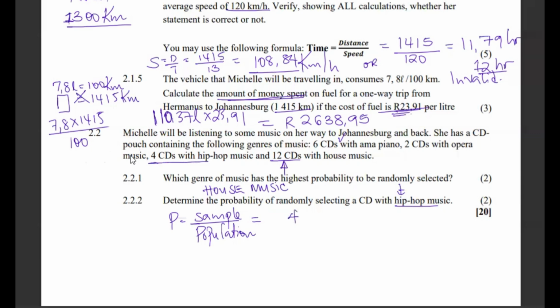So 4 out of all of them altogether, which is 6 plus 2 plus 4 plus 12. This is 8, 12, 24. So it's 4 out of 24, which is 1 out of 6. 1 out of 6.